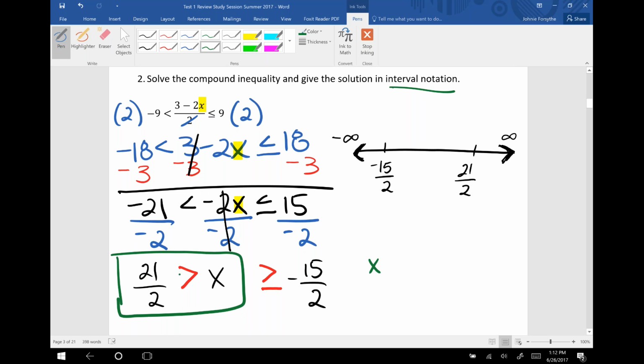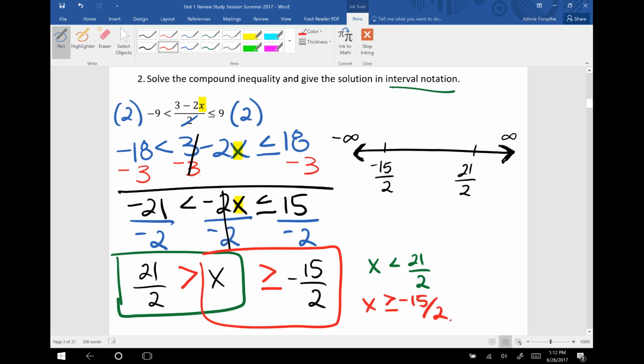If 21 over 2 is greater than x, then x is less than 21 over 2. All right? And then I'm going to take this. That's already written how we like it. x is greater than or equal to -15 over 2. Okay, so let's graph this.